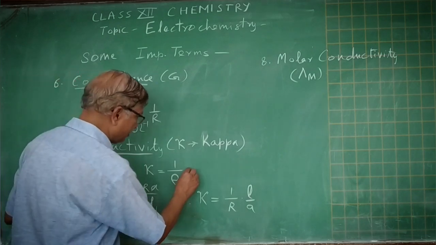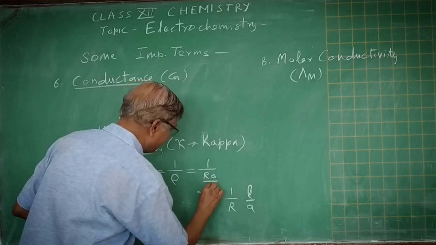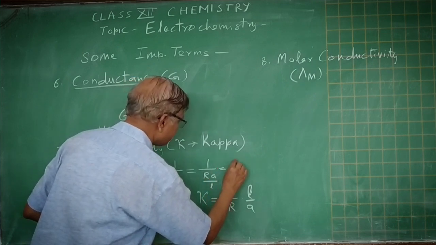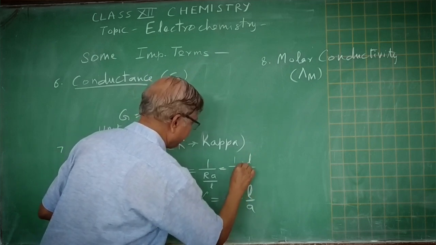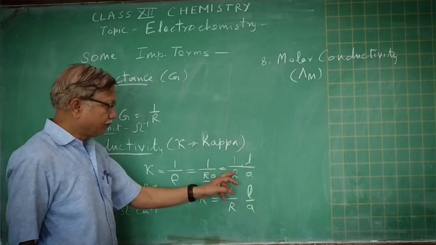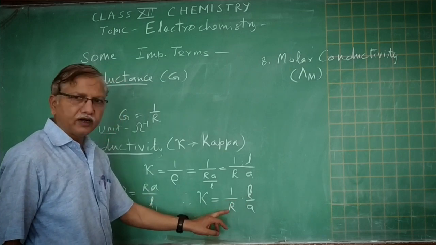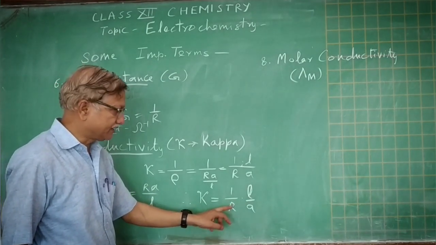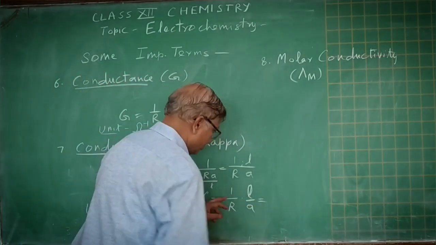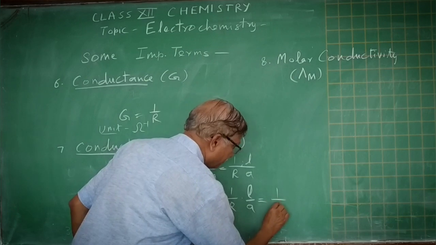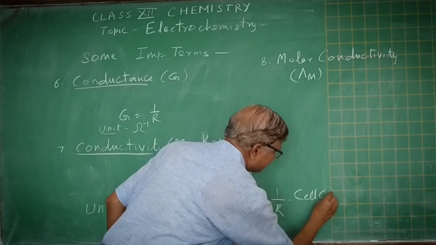So kappa equal to what will it become? Kappa equal to 1 upon R A upon L. So this is equal to 1 upon R into L upon A. 1 upon R is reciprocal of resistance, and L upon A is known as cell constant. So it can also be written as 1 upon R into cell constant.